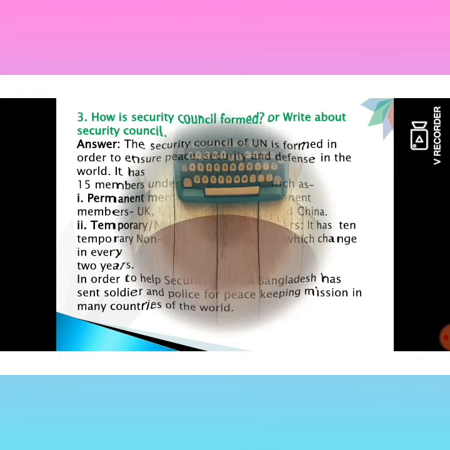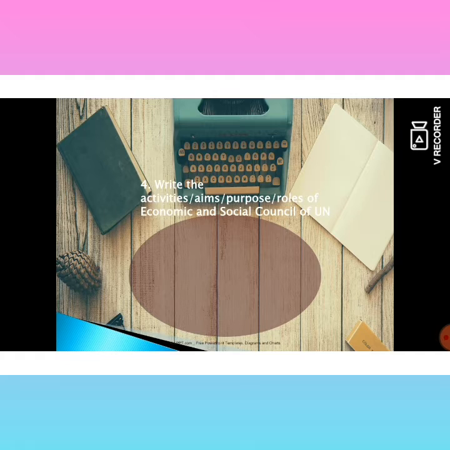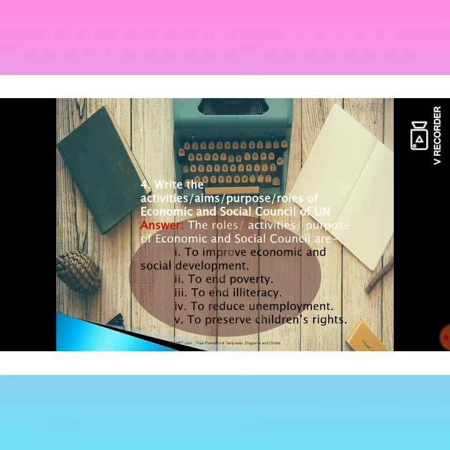The next, question number 4. Competency-based question number 4: Write the activities, aims, purpose, or roles of the Economic and Social Council of UN. The answer: the roles, activities, or purpose of the Economic and Social Council are, number 1, to improve economic and social development. Number 2, to end poverty. Number 3, to end illiteracy. Number 4, to reduce unemployment. And number 5, to preserve children's rights.